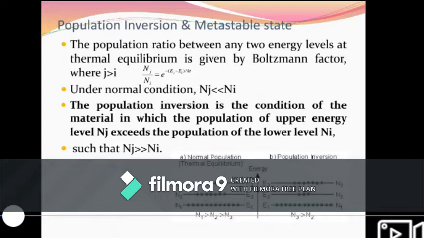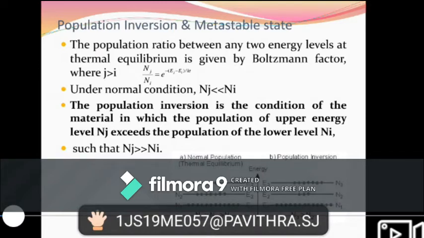These excited states have a lifetime of around 10 to the power minus 8 seconds. Under normal conditions, at any temperature, the lifetime of the excited states is around 10 to the power minus 8 seconds, that is, a few nanoseconds. Now there are many such excited states.